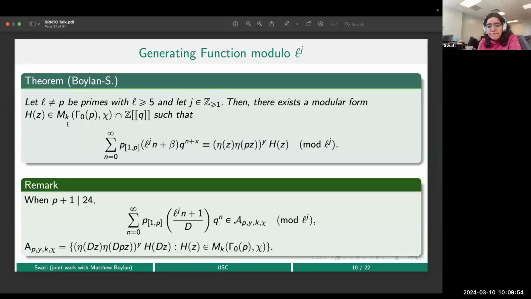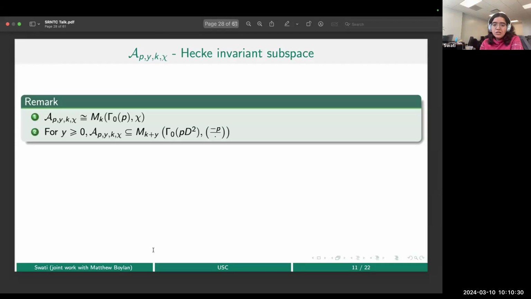Now, if p plus 1 divides 24, then the right-hand side actually becomes holomorphic, so y is greater than 0. And the weight k in this case, when p plus 1 divides 24, is actually minimal. We also identified that this generating function lies in this space, which consists of multiples of an eta quotient times a holomorphic modular form. Now, we'll see some of the reasons why this space is important.